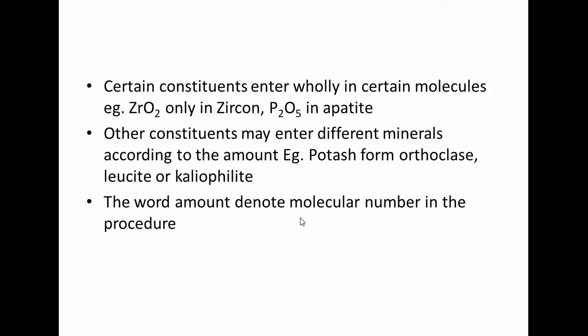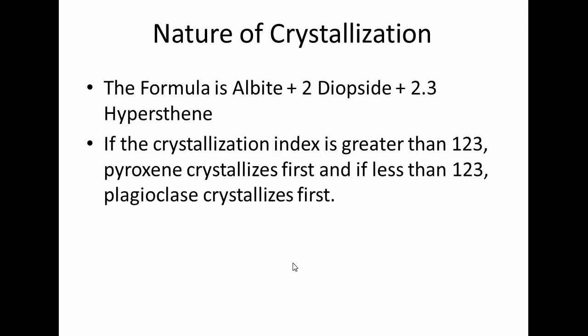And there are certain constituents which enter only certain molecules. For example, I have told you that zirconium dioxide only forms zircon, and P2O5 goes only to the formation of apatite. Other constituents go to different molecules. For example, potash K2O goes to the formation of orthoclase, leucite or kaliophilite. And you have to remember that the word amount denotes the molecular number in the procedure.